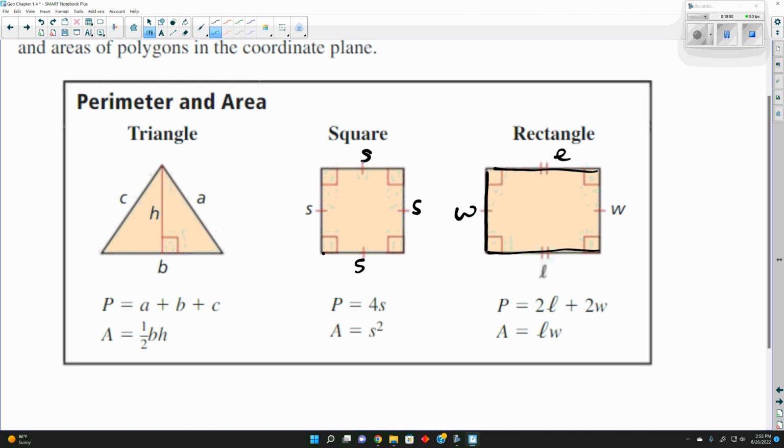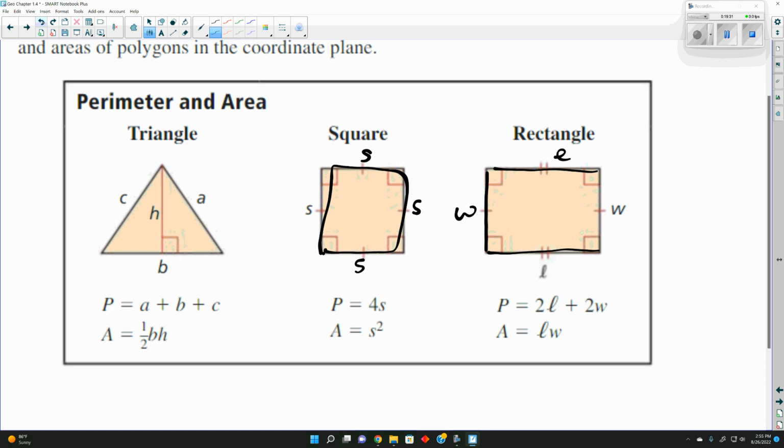For the perimeter of a square, we can say 4s, or 4 times that length, or we can just add them all together. Either one of those work. Because if one of the side lengths was 6, we could say 6 plus 6 plus 6 plus 6. Well, 6 plus 6 is 12, plus 6 is 18, plus 6 is 24. 4 times 6 is 24. It's the same thing. So we can add all the side lengths together, or we can use the formula. Either one of them works, because again, perimeter is just adding all the side lengths together.